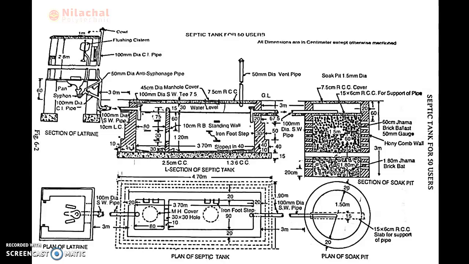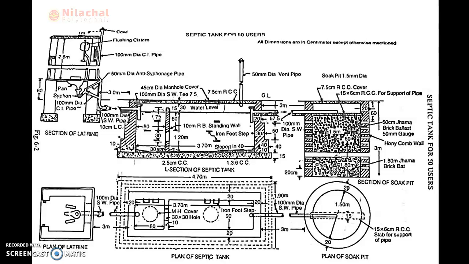So here the total plan is given. Different types of pipe are used, and a plus clamp, standing wall and iron footsteps are also provided in the septic tank. In the case of the soak pit, a circular soak pit is provided with a diameter of 1.50 meter and a thickness of 20 centimeter. The soak pit is provided with a 15 into 6 centimeter RCC for support of the pipe, and a 7.5 centimeter RCC cover is also provided.